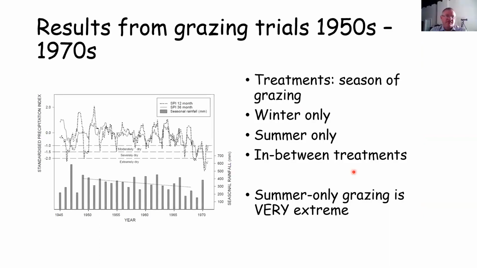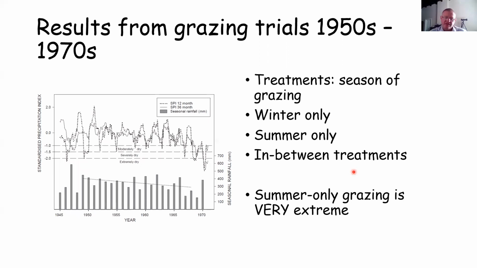So what are the effects of animals on Karoo vegetation? Well, we have some wonderful data from grazing trials that were run during the 1950s to the 1970s. During that period of time, rainfall increased a little bit and then generally decreased, as you can see in the graph there.